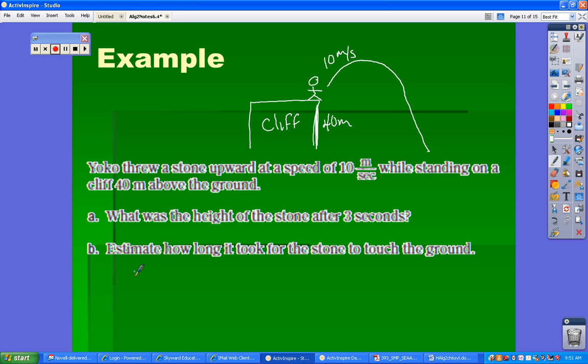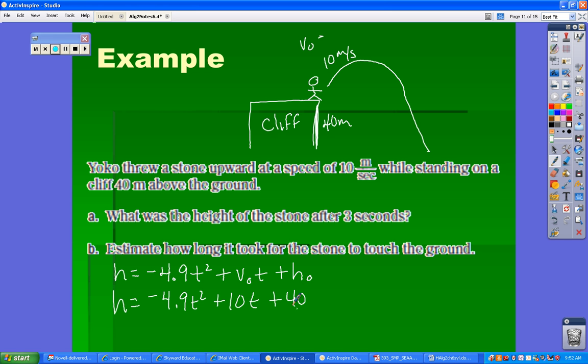My formula is going to be h equals, because it says meters, I'm going to write down negative 4.9 t squared plus v sub o t plus h sub o. Plug in what I know. Initial velocity is 10 meters per second: negative 4.9 t squared plus 10t. Initial height, 40 meters, plus 40. This is the formula that's going to represent this parabola that Yoko has going on when she threw her stone.